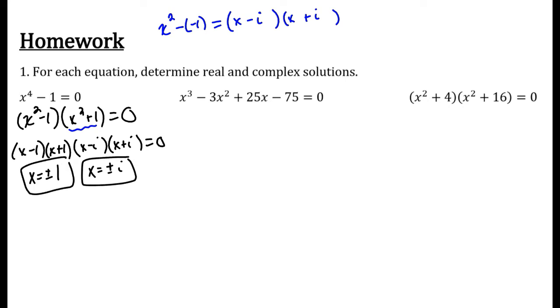We can now factor the sum of perfect squares by saying it's basically the difference of perfect squares, but I'm going to stick an i on to deal with the plus.